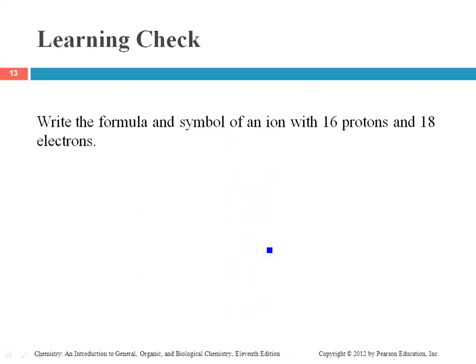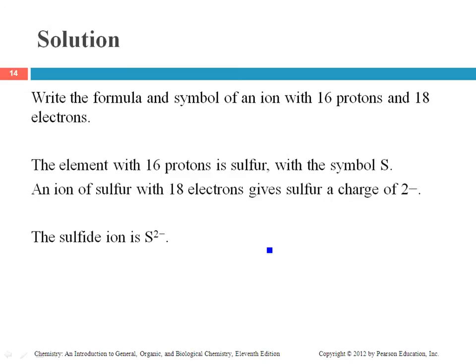Okay, so now we're going to practice. We're going to write the formula and symbol of an ion with 16 protons and 18 electrons. You can stop the video if you'd like to practice this yourself. Okay, 16 protons, that's the identity of an element. So we're going to look for 16 on the periodic table, which corresponds with the element sulfur.